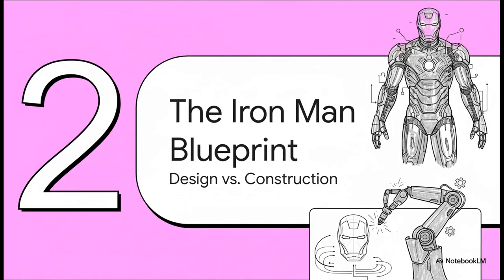Okay, so now we get how information gets into a computer. Let's switch gears and look at the computer itself. And to do that, we have to make this really important distinction between a machine's design and how it's actually put together. And for this, we're going to use the one and only Iron Man suit as our guide.